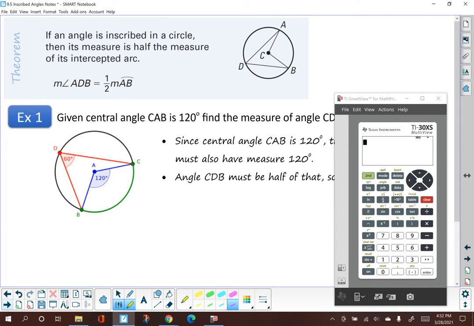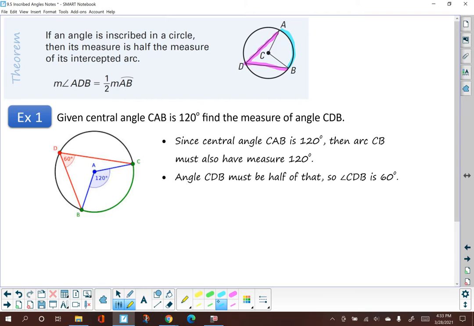So here's our first theorem about inscribed angles. If an angle is inscribed in a circle, then its measure is half the measure of its intercepted arc. So we've got this inscribed angle right here, and that's going to be 1/2 of this arc measure.